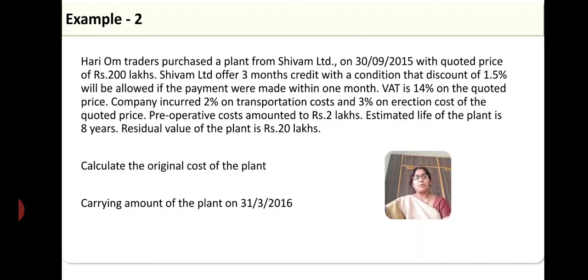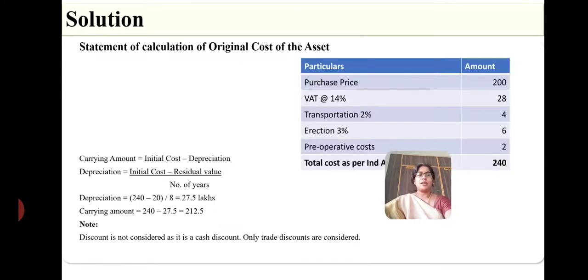Now again we have to refer to the format for calculating the cost. As you all know, the price plus any other non-recurring expenses in connection to the purchase of the asset has to be considered. So let us have a look at the solution. So purchase price is 200 lakhs, of course part of the cost. VAT 14%. So here this purchase price does not include VAT. So we have to add it separately.